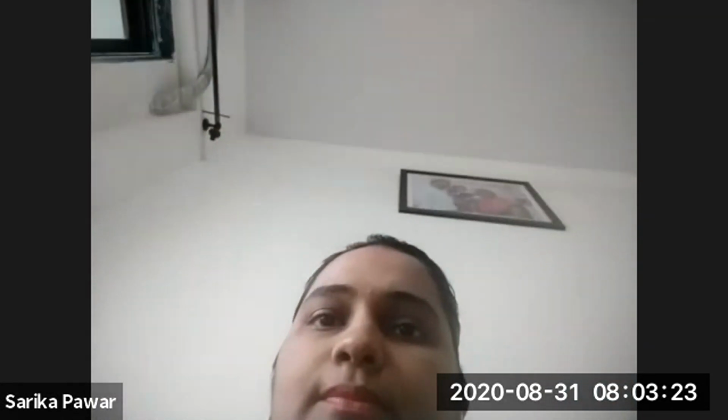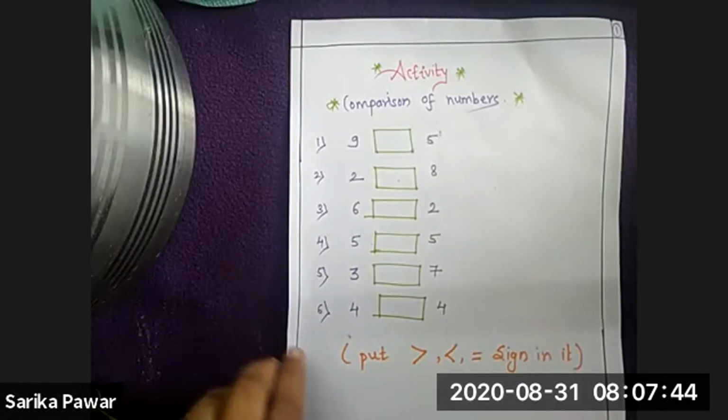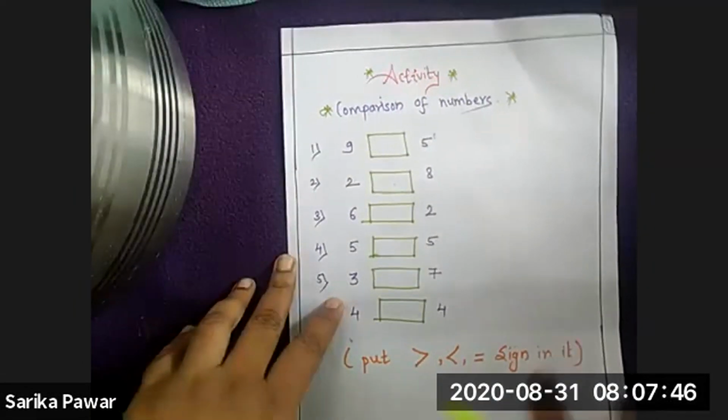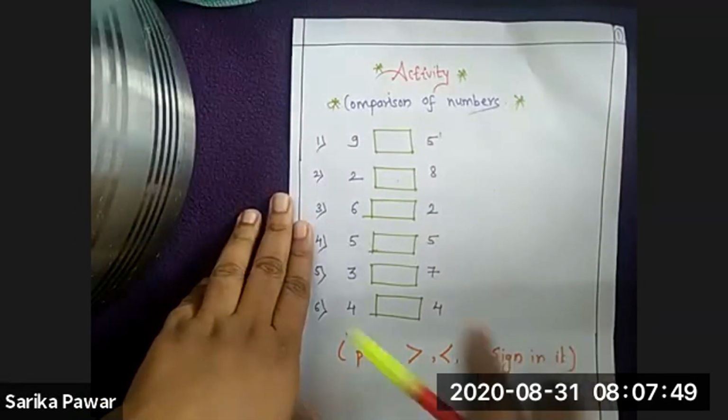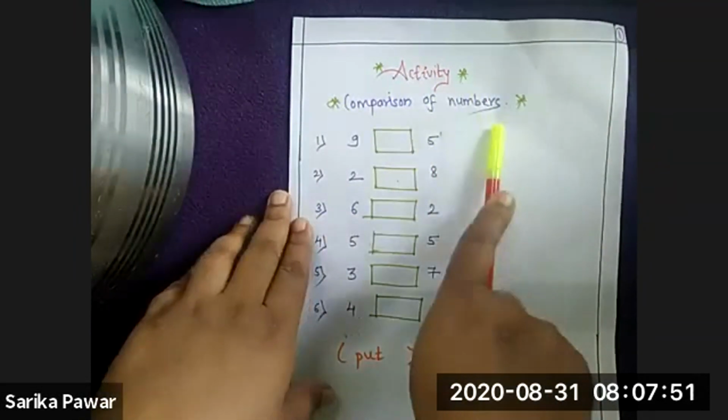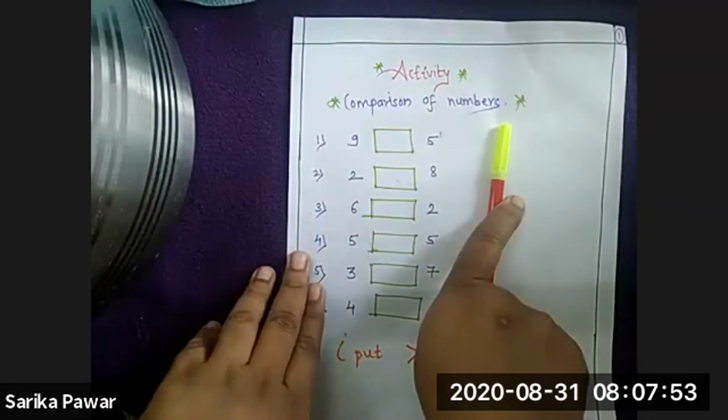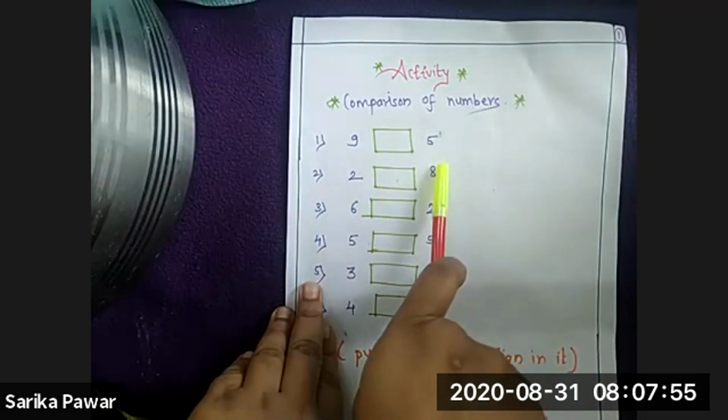So before that, let's have a small activity. After that, I will start our fraction topic. See here, students, we have a small activity here, comparison of numbers. Now you have to tell me which number is greater and which number is smaller.